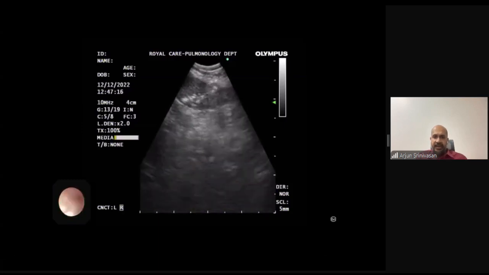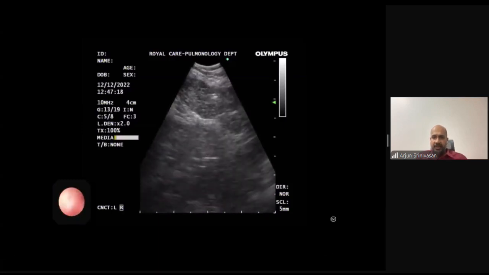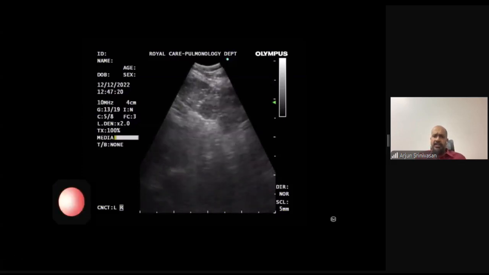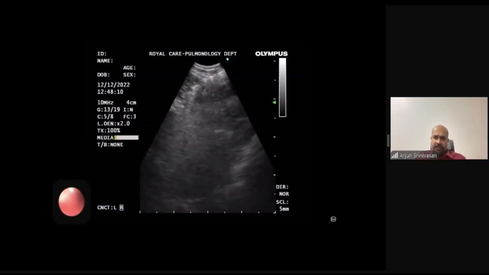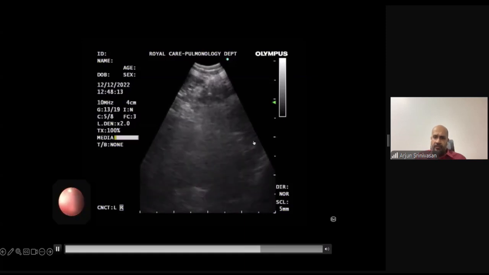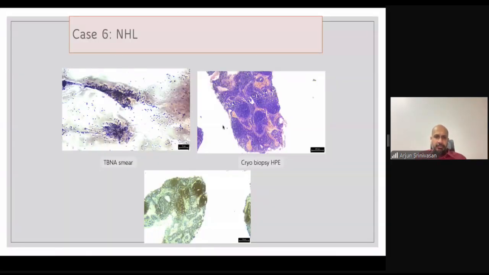We went ahead and, in addition to doing EBUS TBNA, we also did a cryonodal biopsy of the node. So this is the cryo probe which is entering, and we have taken a cryobiopsy of this as well. And when we looked at the histopathology, the TBNA showed only mature lymphocytes, whereas the cryobiopsy on histopathology showed features consistent with a low-grade non-Hodgkin's lymphoma.